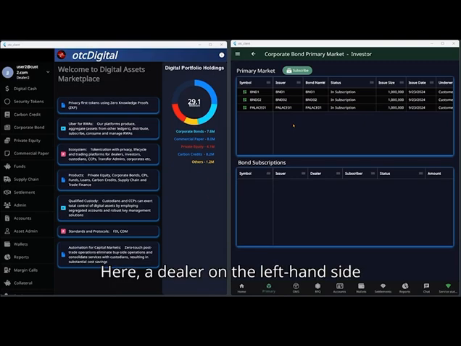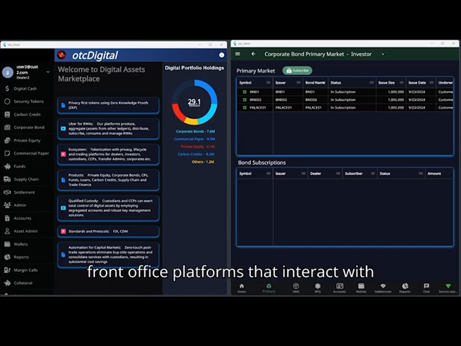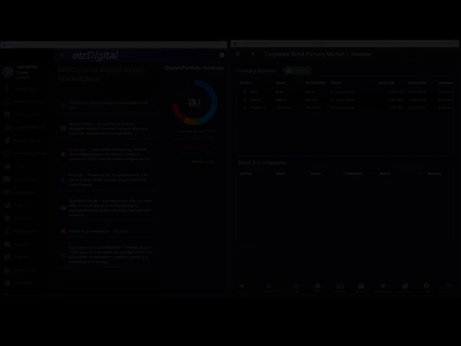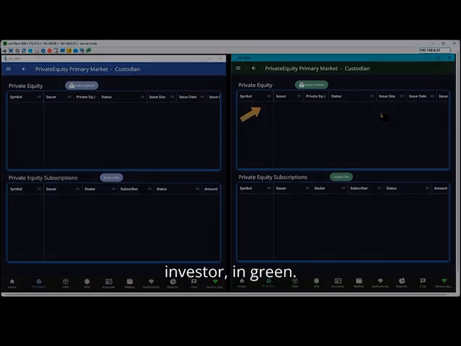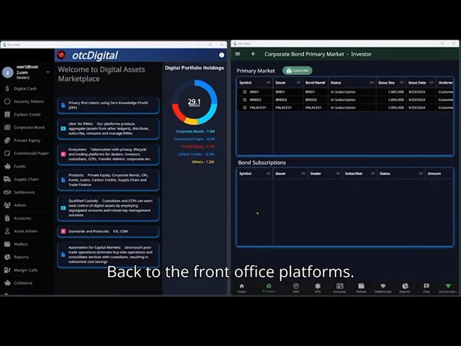Here, a dealer on the left-hand side creates assets and distributes them in the primary market to investors on the right-hand side, shown in the green color. Both are using the OTC front office platforms that interact with ledgers and with each other. At the same time, we demonstrate on another screen the back office or the custodian platform for the dealer, in blue, and the custodian platform for the investor, in green. Back to the front office platforms.